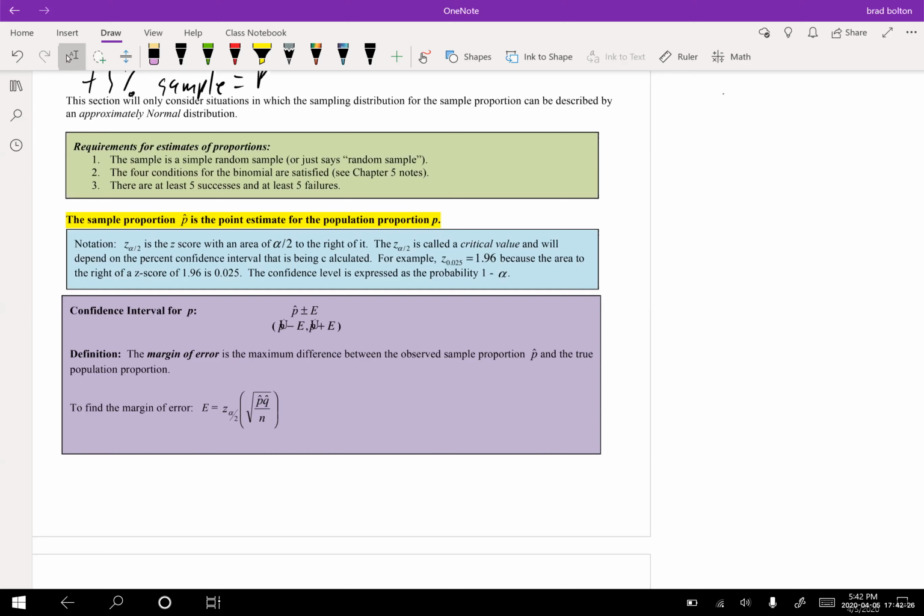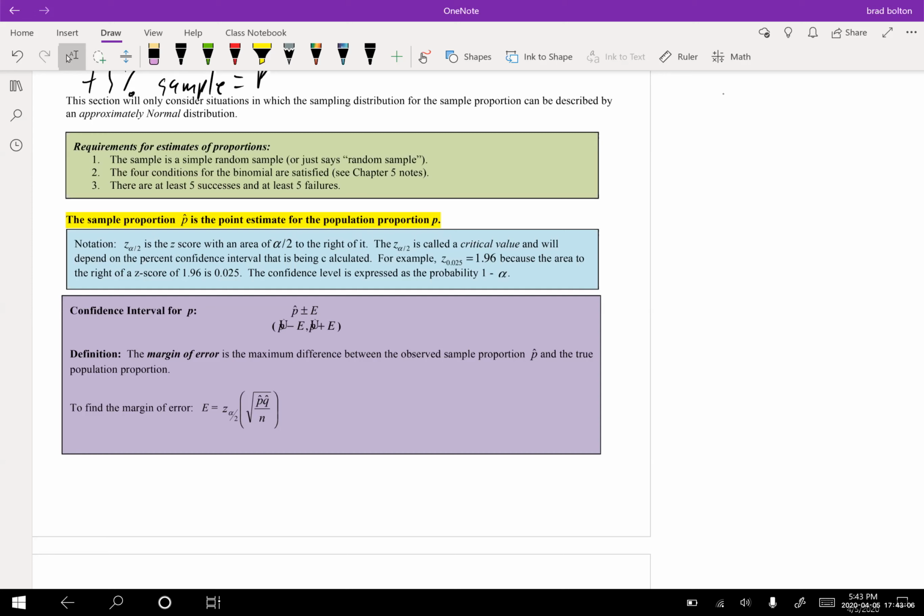So it says requirements for estimates of proportion. The sample is a simple random sample or a random sample. The 4 conditions for binomial are satisfied. And if you guys remember, that was a fixed number of trials, independent trials. So it was an independent set. And there were at least 5 successes and failures of each type. And then you knew P hat and Q hat had to add up to 1. You could find Q hat by doing 1 minus P hat. So yeah, this is our bread and butter. This is something we're used to from chapter 5 in the binomial.